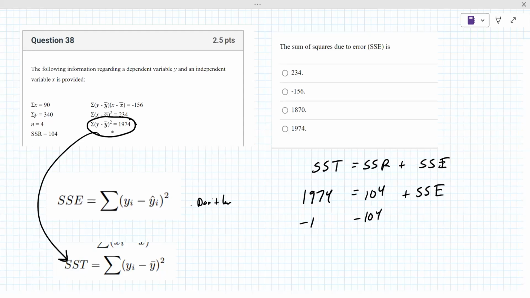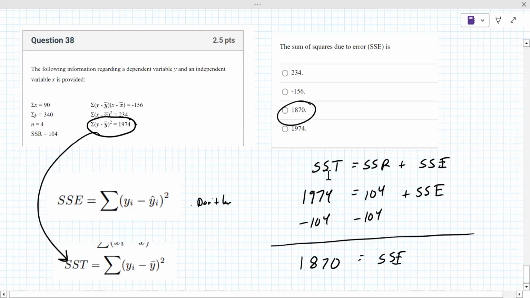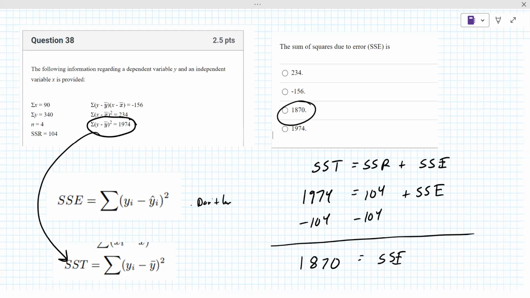You're going to subtract 104 from both sides. 1870 is SSE. Okay. A lot of extra information, a lot of things you don't need. Yeah, those ones are kind of hard. We've done a few variations on this, so make sure you look at those again. Okay, here's where the formula is. Here's what I'm looking for.